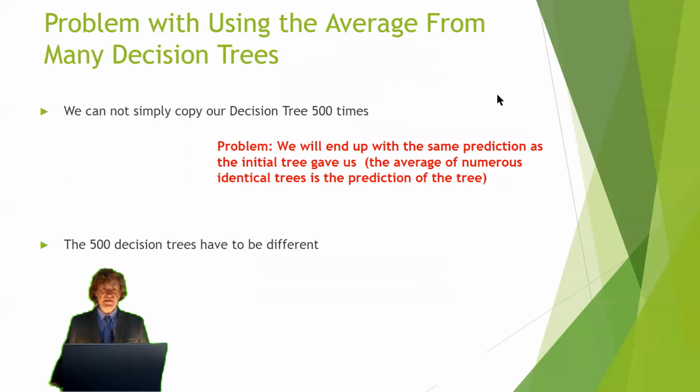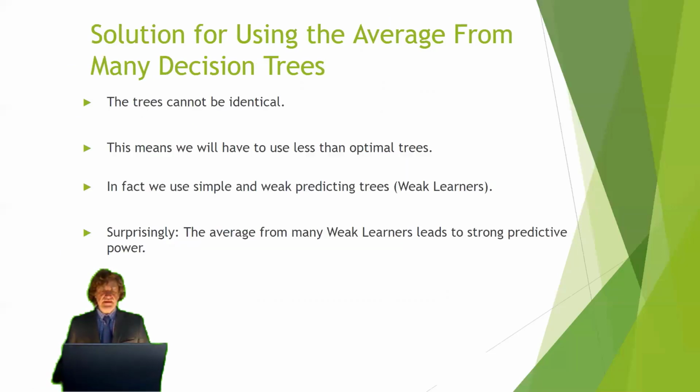But just using one decision tree and copying it 500 times would not make things better, because the average prediction from these 500 trees would be simply the same predictions we got from a single tree. So our trees have to be different. How can we make our trees different? Since the trees cannot be identical, we cannot use the best tree 500 times. We have to use suboptimal trees. In fact, we use trees that are individually not good at all.